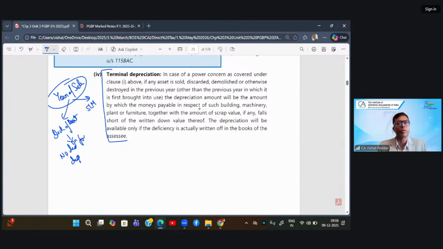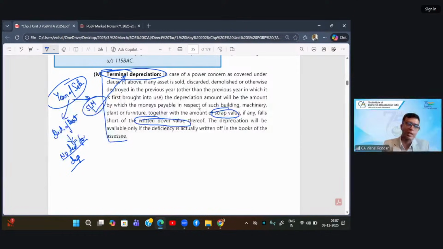So for the block of asset method, which is applicable to everyone, in the year of sale of an asset, you will get no deduction for depreciation. However, if you are following the SLM method, you will get your last deduction of depreciation in the year of sale, which is called terminal depreciation. Now, how much will this depreciation be? It is simply the difference between your WDV and the sale value. Let us say WDV in your books is 110. You sold this asset in this year for 95. So this balance, 110 minus 95, that is 15 rupees, is the last depreciation that you can claim.